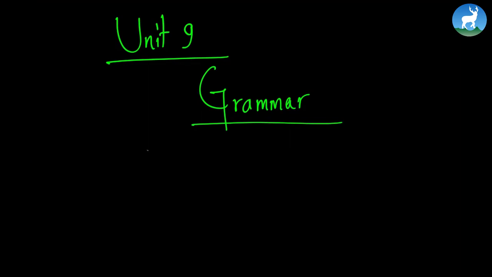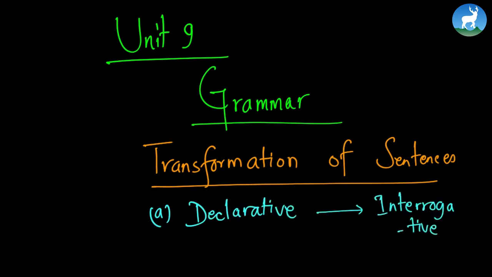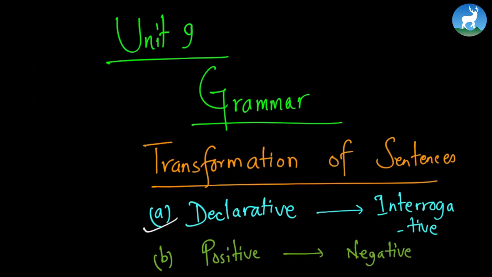In this section we shall be learning about the grammar portion of Unit 9 that contains transformation of English sentences. We shall be transforming declarative, basically affirmative sentences into interrogative sentences, followed by the transformation of positive declarative or imperative sentences into negative sentences. So we shall be dealing with these two things basically.